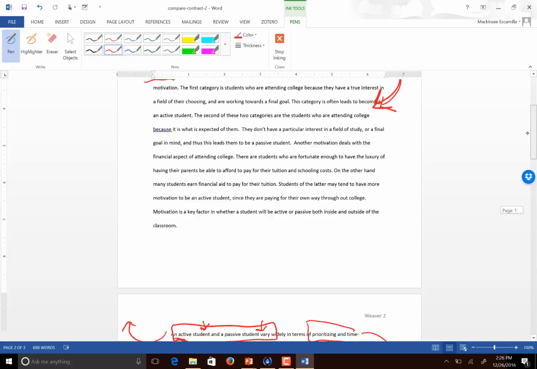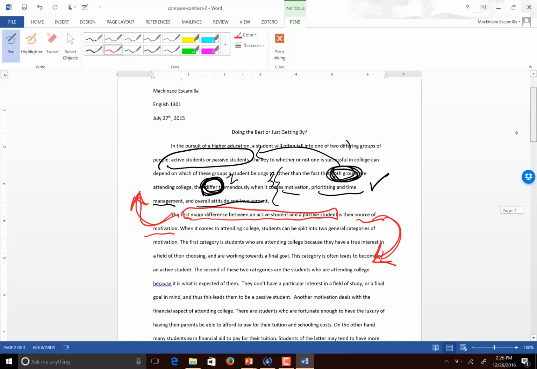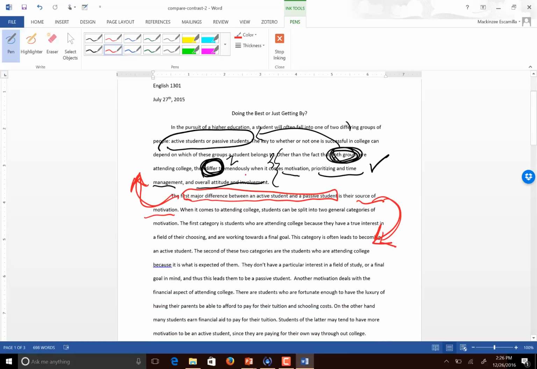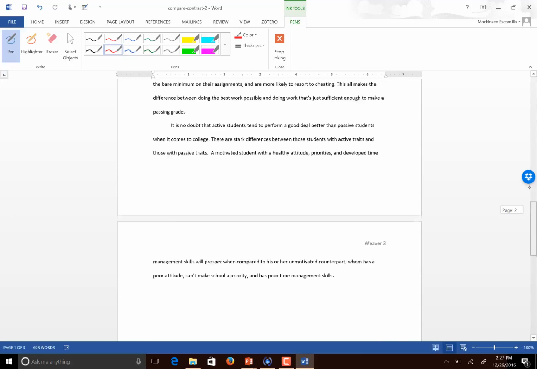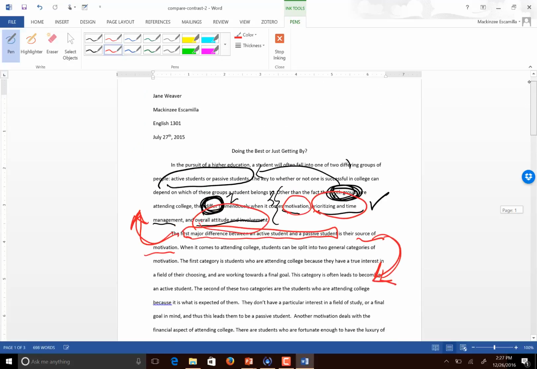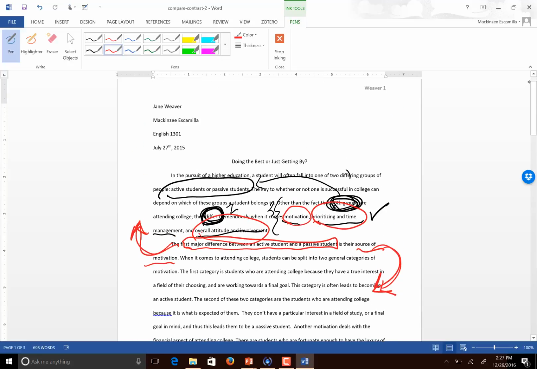And if we go back up to our thesis statement, you can see she's done exactly what she promised to do. Paragraph 1 talks about motivation. Paragraph 2 talks about prioritizing and time management. And paragraph 3 talks about overall attitude and involvement. And there's no doubt when we get to the end of this essay exactly what Jane Weaver meant to do in her essay, and she did it very successfully.